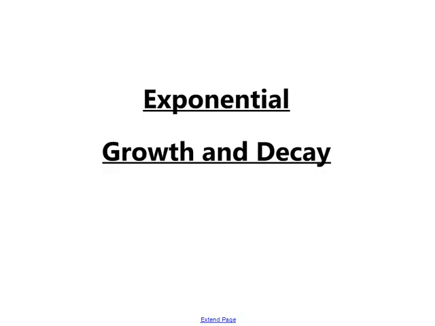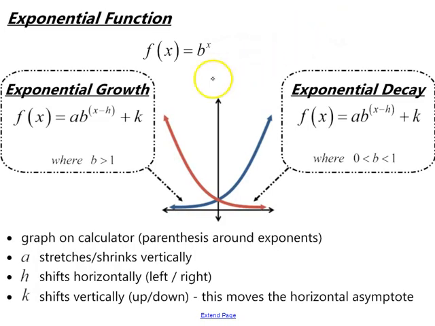Exponential growth and decay. When we look at the exponential function f of x equal to b raised to the x, that exponent is going to be our variable, and we have a constant as the base. The horizontal asymptote is y equals 0. So when we're identifying by the graph, exponential growth is going to grow as we follow the graph from left to right. Exponential decay, it will decay as we follow the graph from left to right.